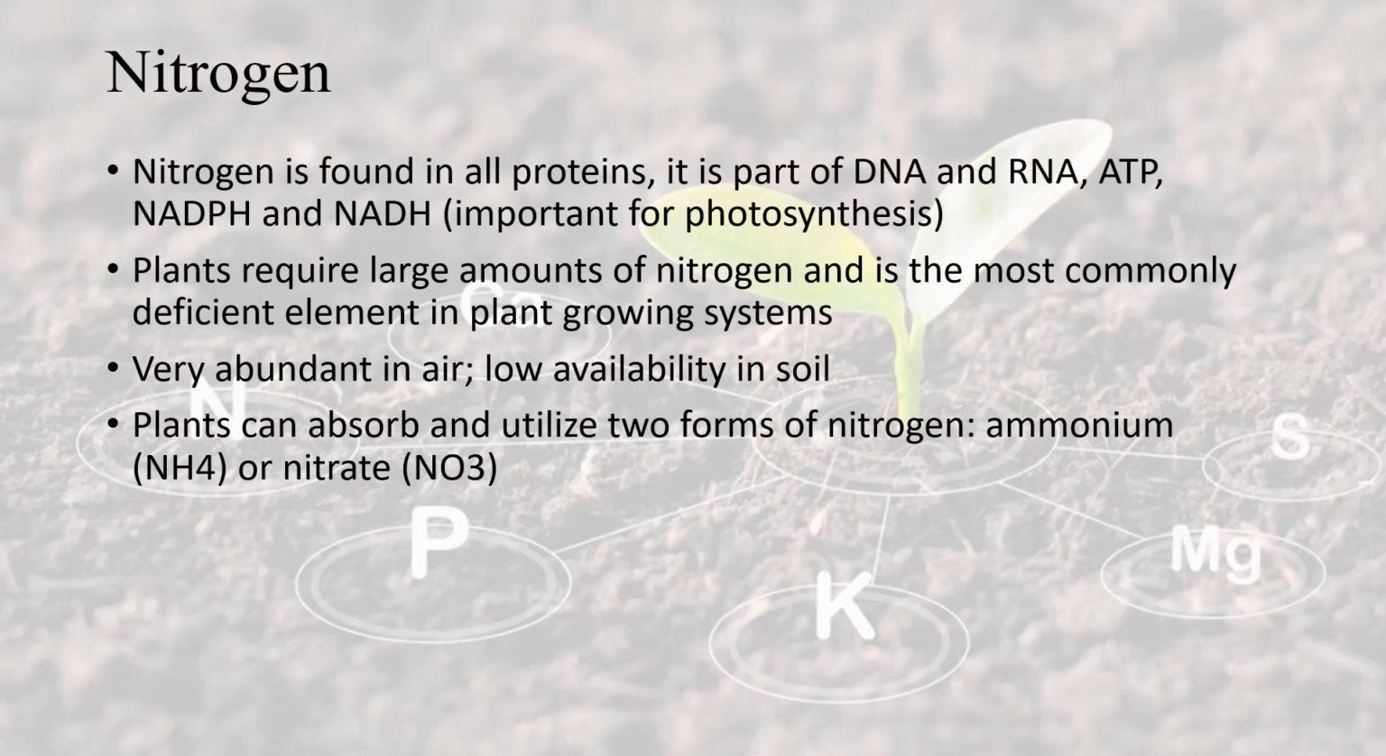And it's important for our plants because it's found in all proteins and other components of cellular functioning: DNA, RNA, ATP that I've talked about, NADPH and NADH, which we're going to see are important for photosynthesis. Now, your plants can absorb and utilize two forms of nitrogen, ammonium or nitrate.